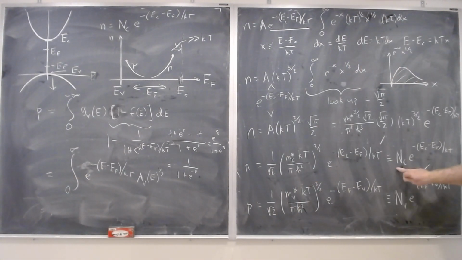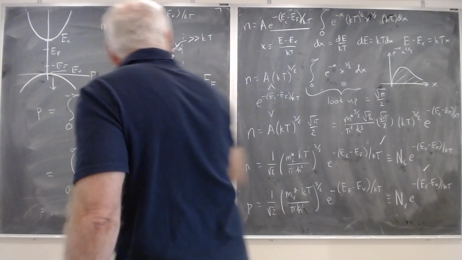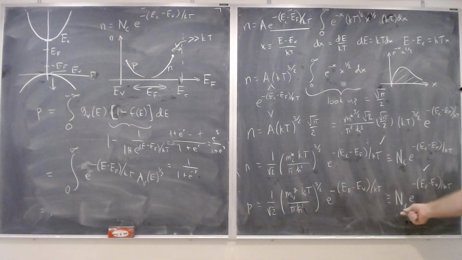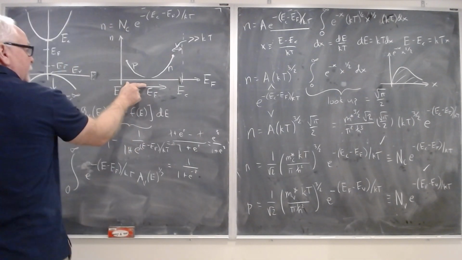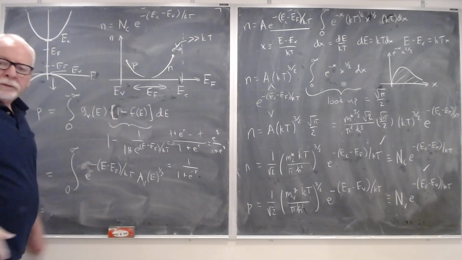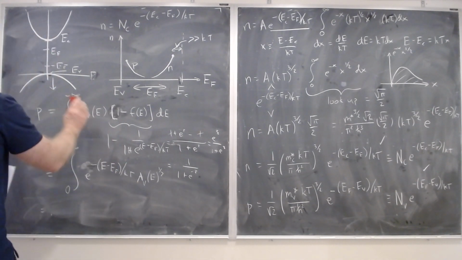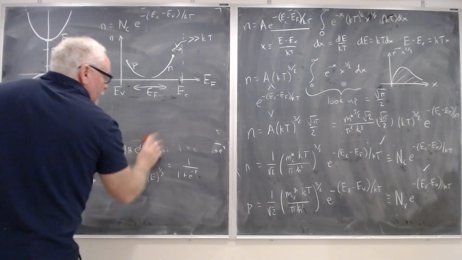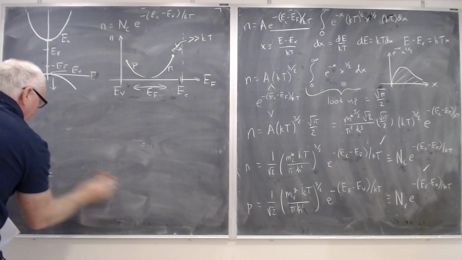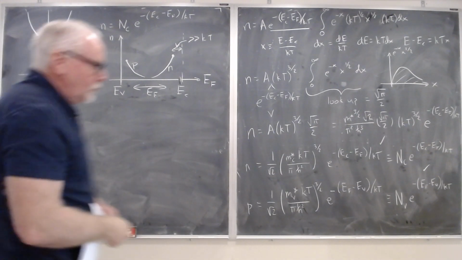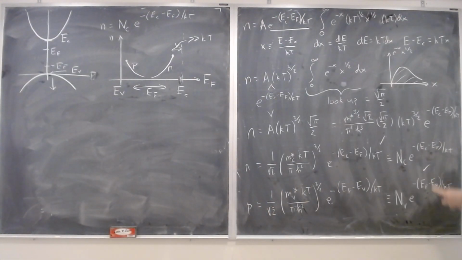N is N sub C, this stuff, times e to the minus the positive quantity EC minus EF over kT. And P is this stuff, N sub V, times e to the minus EF minus EV, which is that positive quantity. Okay? Good? All right. So the good news is the answer became very simple. N is this, and P is this.